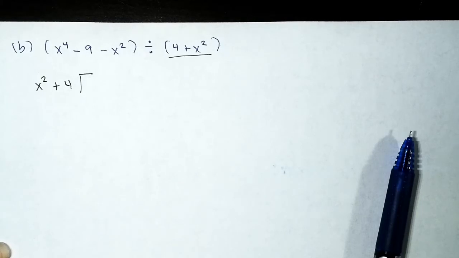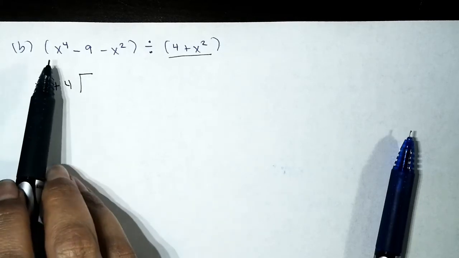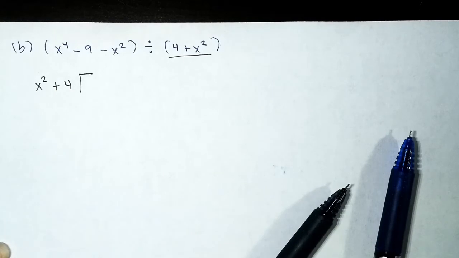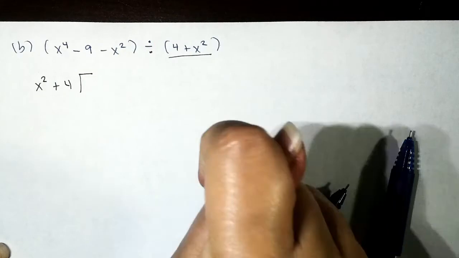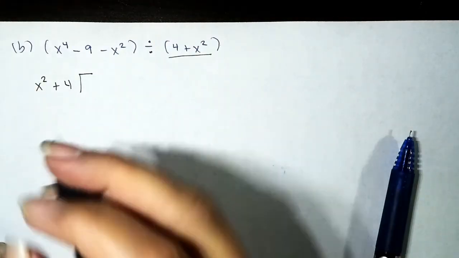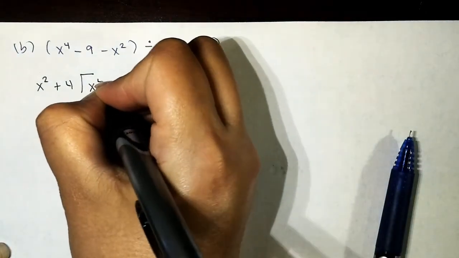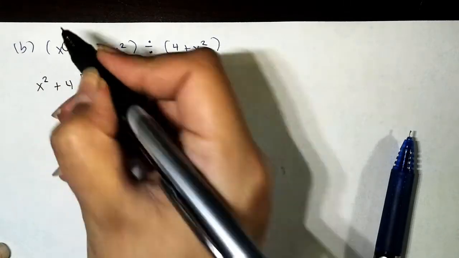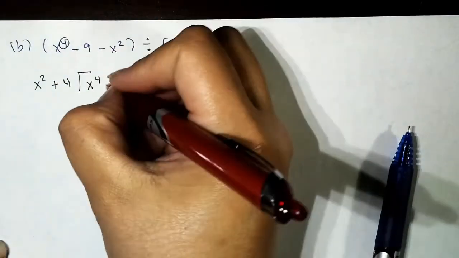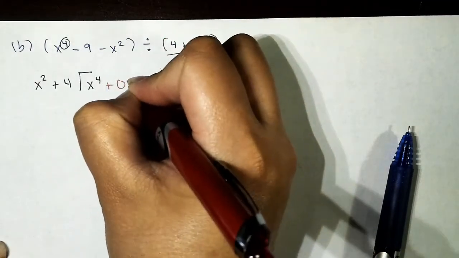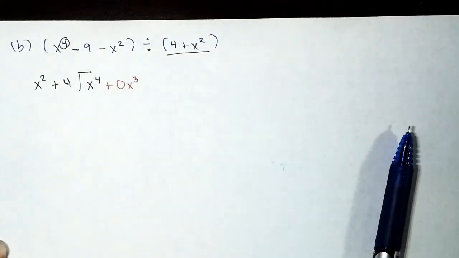Let's go ahead and look at the dividend. The degree is 4, so we're expected to have an x to the 4th, x to the 3rd, x to the 2nd, x to the 1st, constant. Okay, so let's do this. We have an x to the 4th, so the degree is 4. We don't have an x to the 3rd, so 0 placeholder. So we'll write x to the 3rd as x to the 3rd times 0.